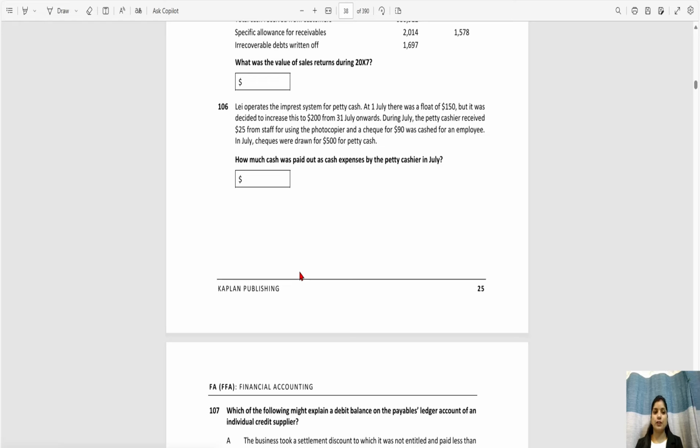In July, checks were drawn for 500 for petty cash. Till then, I hope you are familiar with the concept of petty cash. I have been taking the example of my office where I was working, and there was a petty cash system. We maintain a separate register where we record the amount we have kept for petty cash and the expenses we have incurred, and at the end we need to reconcile the balance as well.